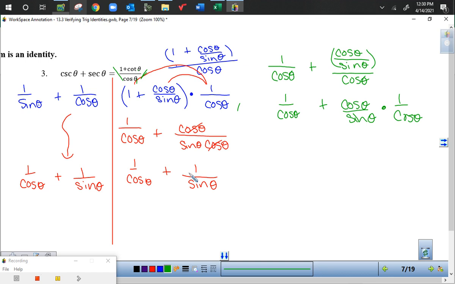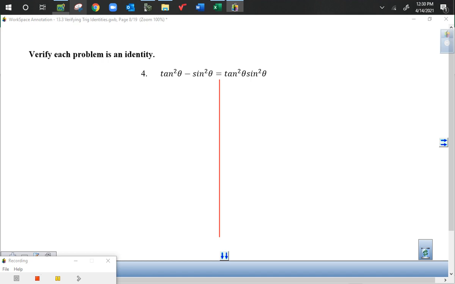Same final answer. I really want to emphasize here on these, it's okay if you do these differently than the person next to you. It's okay that if you do them differently than me. You just have to show every single step so that somebody looking at it would be convinced that you did the math correctly.